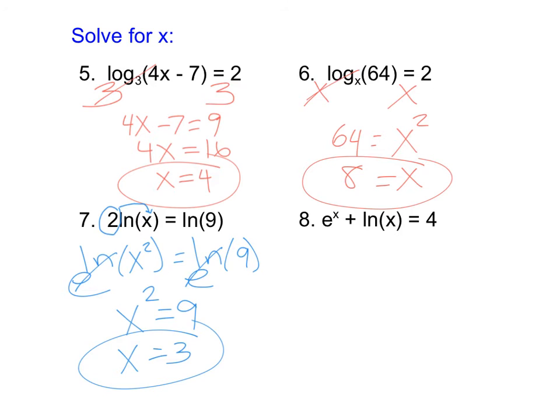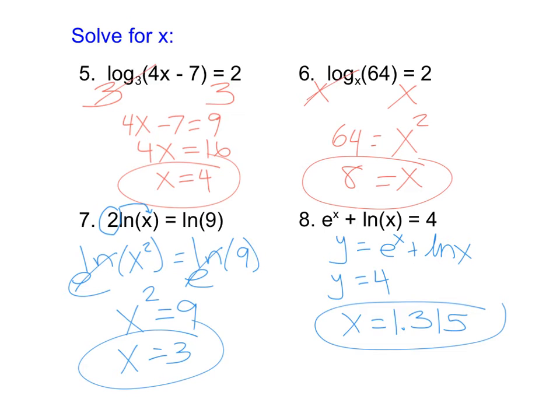All right, so now the last one is actually not solvable. Oh, I mean, maybe it is. I'm sure there's a way to do it. I have no idea what it is. What I did was I put it in the calculator. So I put y equals e to the x plus ln of x in the calculator. And then y equals 4, and I found where they intersected. And I got x equals 1.315. I have no idea how to do that without a calculator. Again, there might be a way. I'm not really sure what it is. But that's what I did.